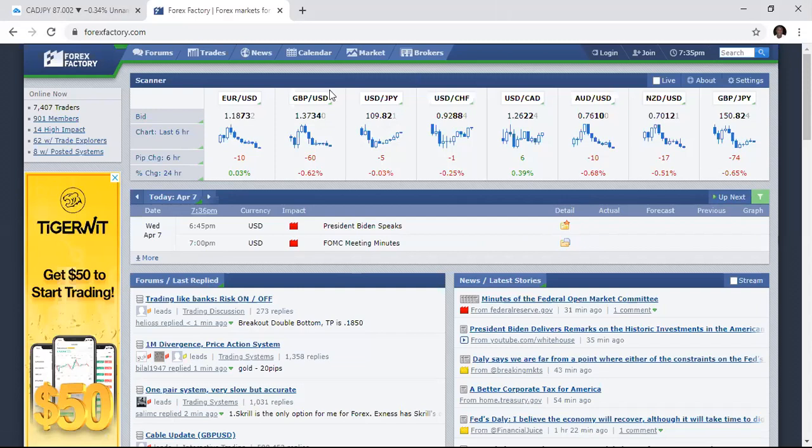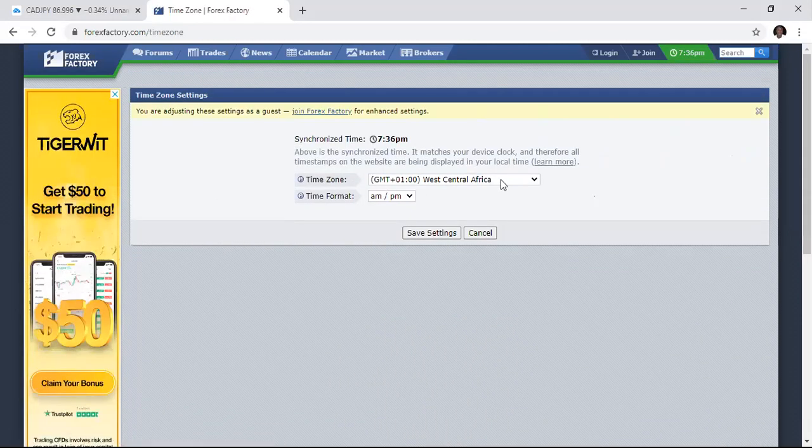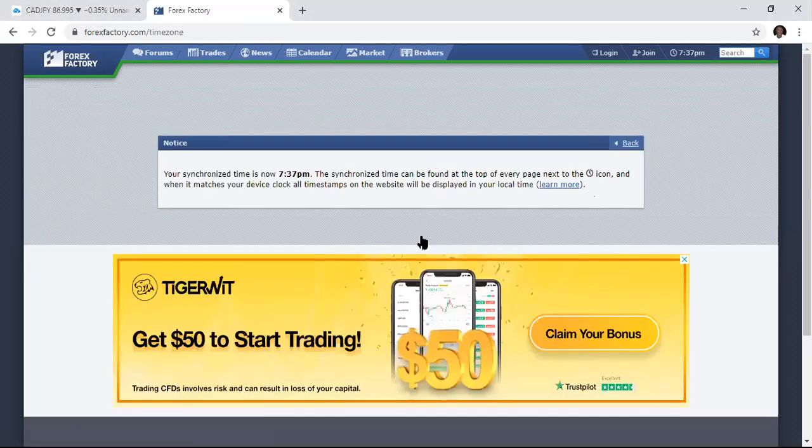And for you to become a professional trader, you need to learn how to trade the currency pairs as well. In as much as you are trading indices, always trade currency pairs. Always. I want to repeat myself, always trade the currency pair. If you click here, it's going to show you your time zone. This is West Africa, West Central Africa. Okay, it's our time zone.